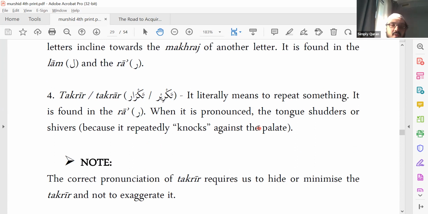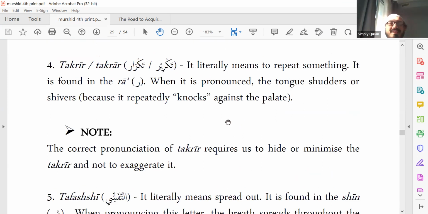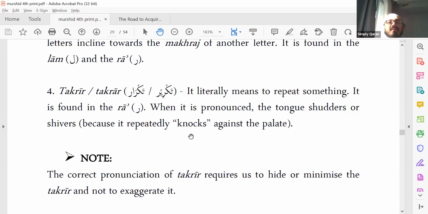In this quality, as the note says, the correct pronunciation of takrir requires us to hide or minimize the takrir and not to exaggerate. If you say ar, that's wrong. So this sifa you have to avoid. It's intrinsic within the ra, just as the inhiraf is permanent within the lam and ra. So what do you have to do? You have to avoid it. You don't say Bismillahir Rahmanir Rahim, rather avoid the trill: Bismillahir Rahmanir Rahim.